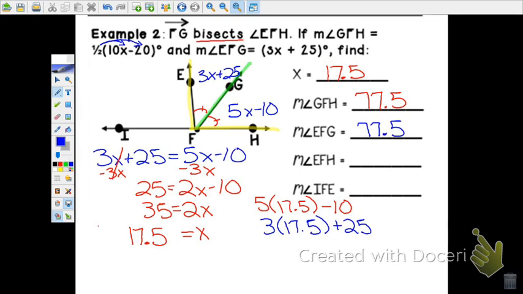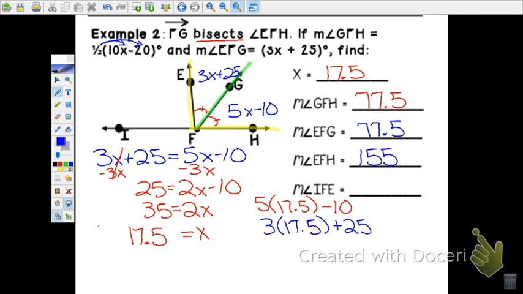The next thing they want me to find is the measure of angle EFH. Angle EFH is the yellow angle that you see. So there I'm using my angle addition postulate that we worked with previously. These two angles added together, 77.5 and 77.5, give me a total of 155.